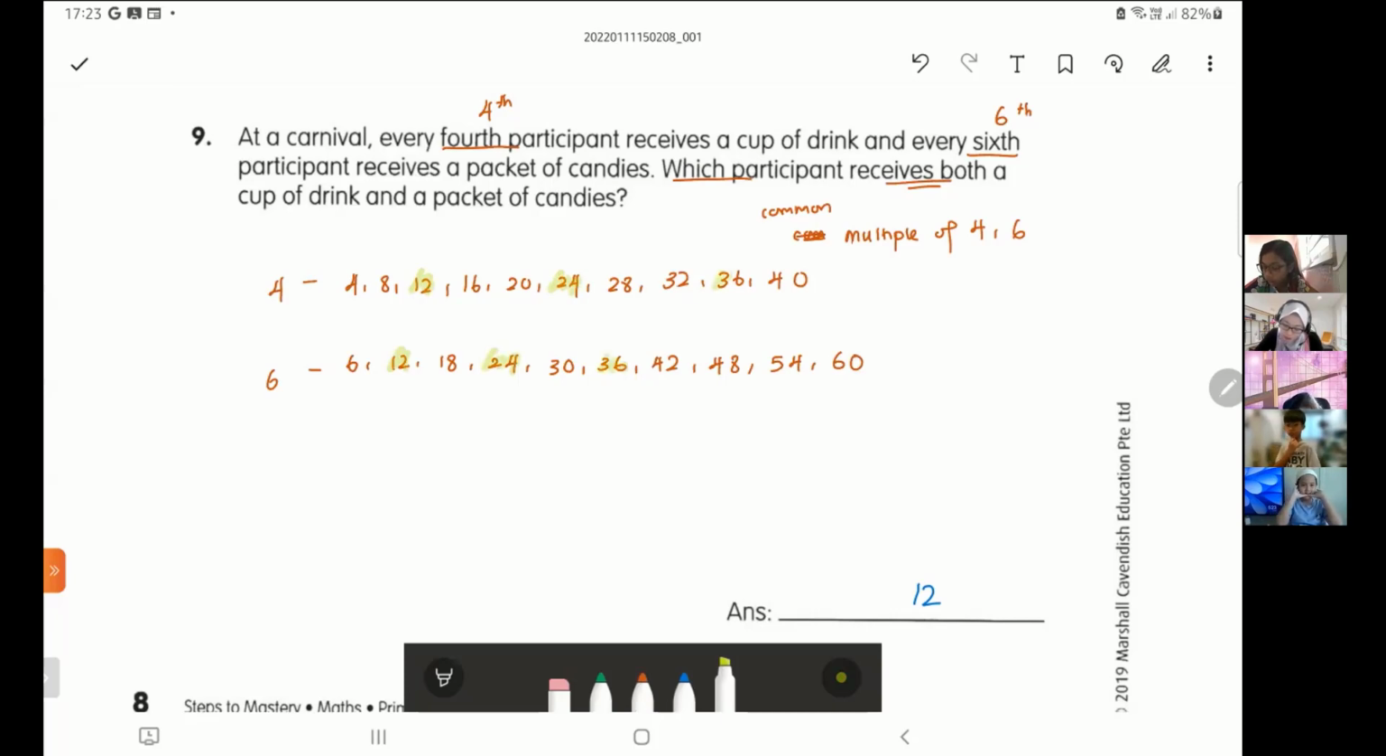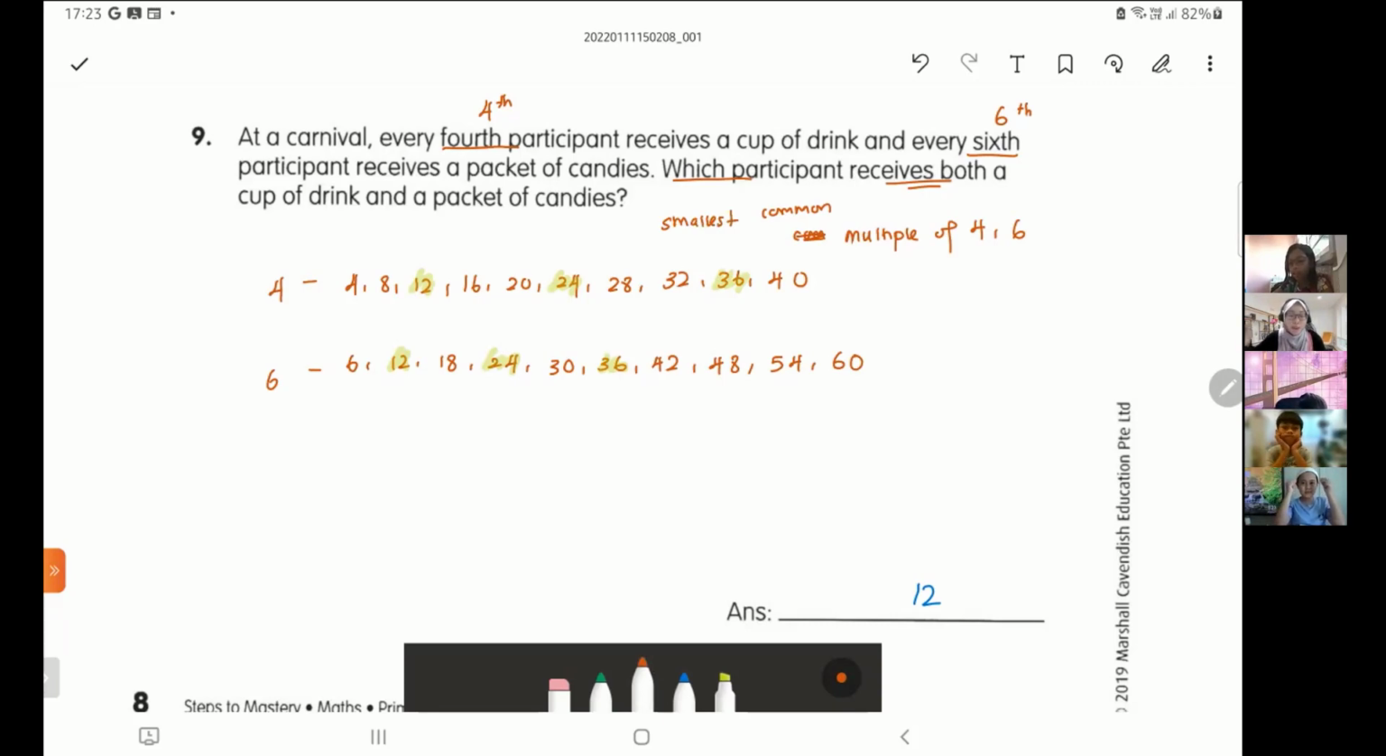36 is one of them, right? So if you look at it, I want to know which participant received both a cup and a drink and a packet of candy, both of them. So it's between these numbers. So which one do I choose? It is the closest, the smallest. So when I say in this case common multiple, which one do I choose? The smallest. Okay, we do not want to wait so long, right?